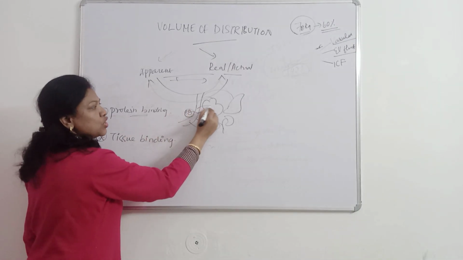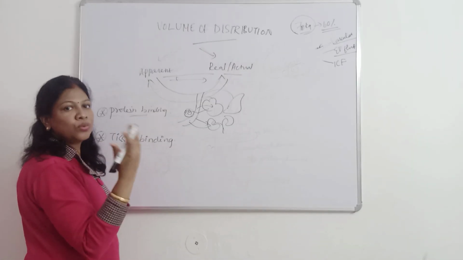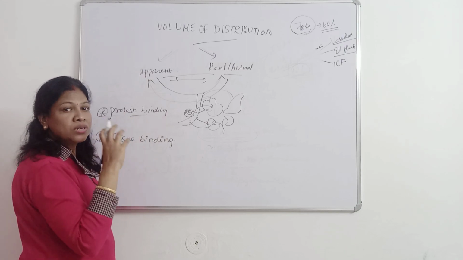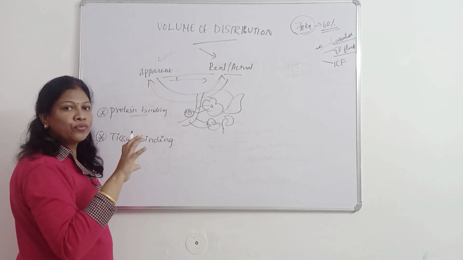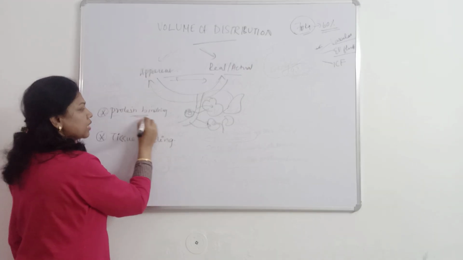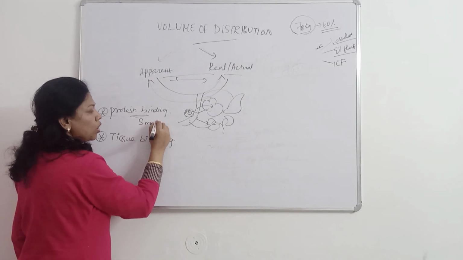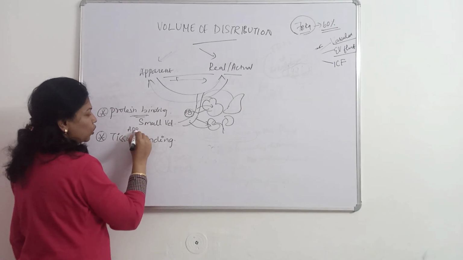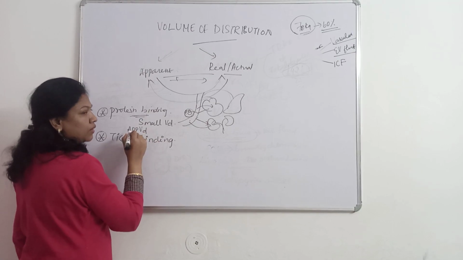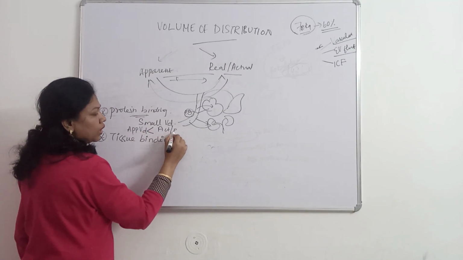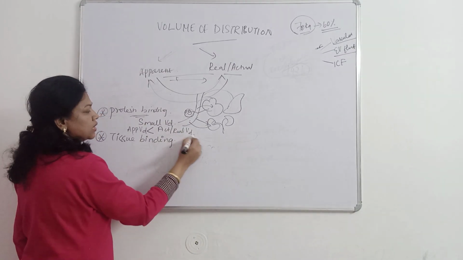So the drug which moves to tissues or to organs will have large volume of distribution, but because the drug is in bound form, it cannot distribute to the tissues. Such drug will have small volume of distribution. That is, apparent volume of distribution will be less than that of actual or real volume of distribution.